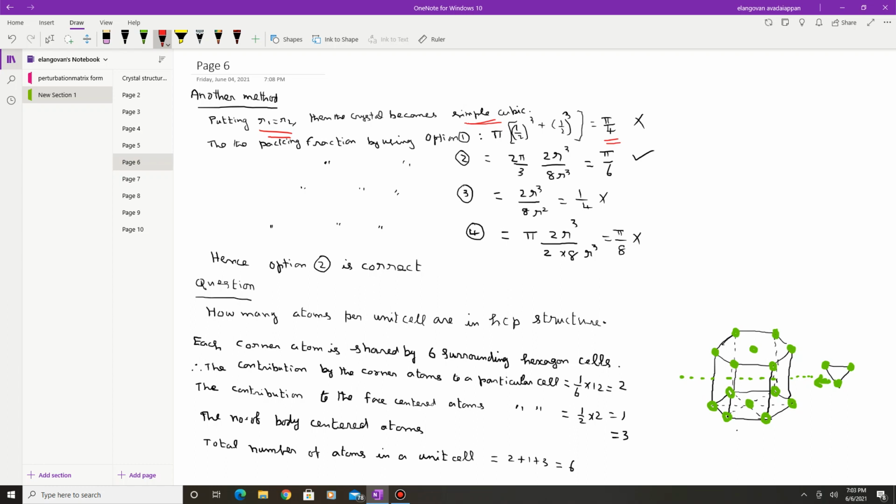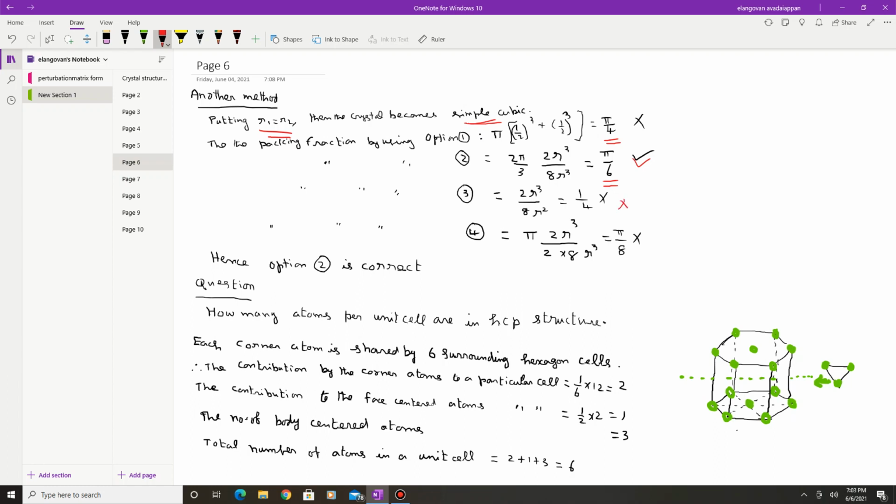If we take the second option and again substitute r1 is equal to r2, we will get pi by 6. Pi by 6 is the packing factor for a simple cubic crystal. So if you put r1 is equal to r2, the structure becomes cubic, and the packing fraction we know for simple cubic is pi by 6. If you choose option 3 and substitute r1 is equal to r2, you will get 1 by 4, which is not the packing factor for simple cubic.